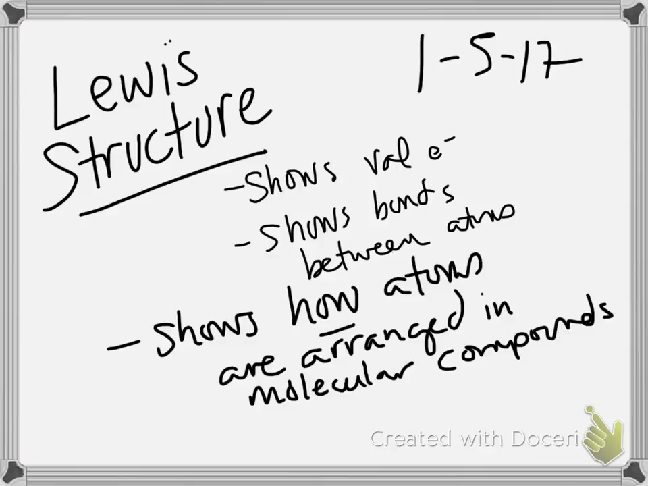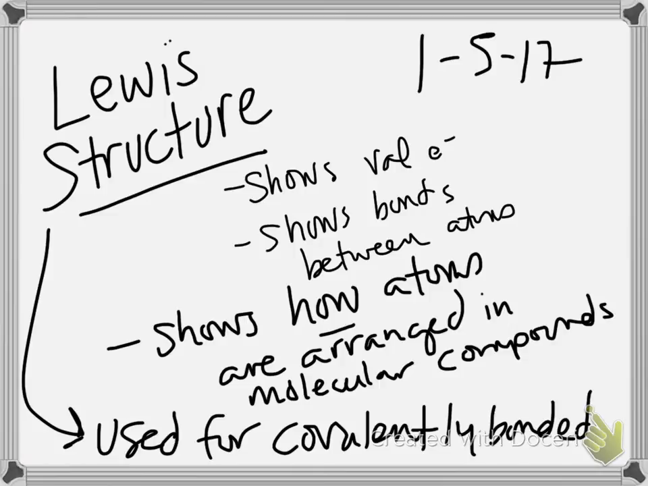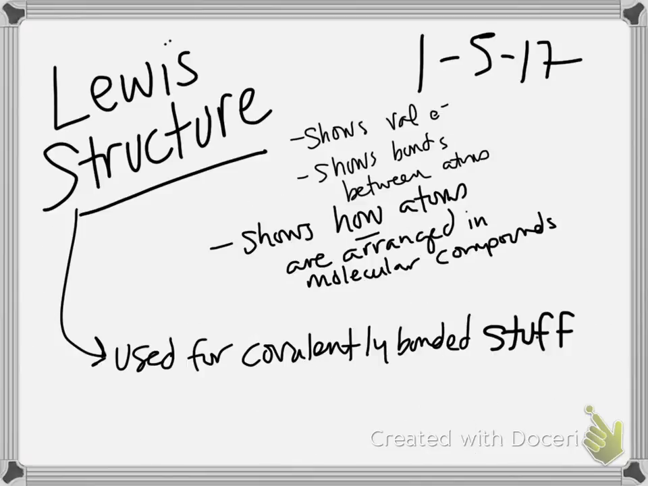And these are all compounds that are held together covalently. So this is used for covalent compounds. Used for covalently, we'll just say covalently bonded stuff. I say covalently bonded stuff because it can also be used for polyatomic ions. We haven't talked a whole lot about those yet. We've sort of hinted at them, but we'll be talking more about them soon. Okay, so that's what a Lewis structure is.